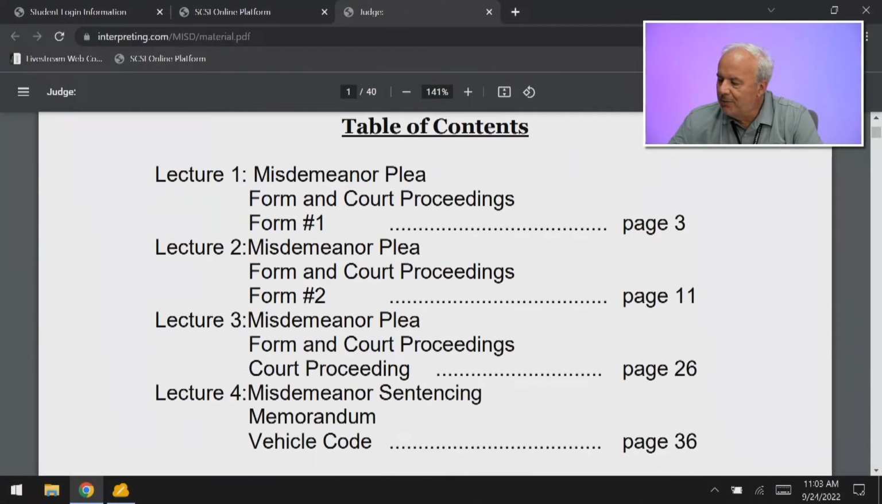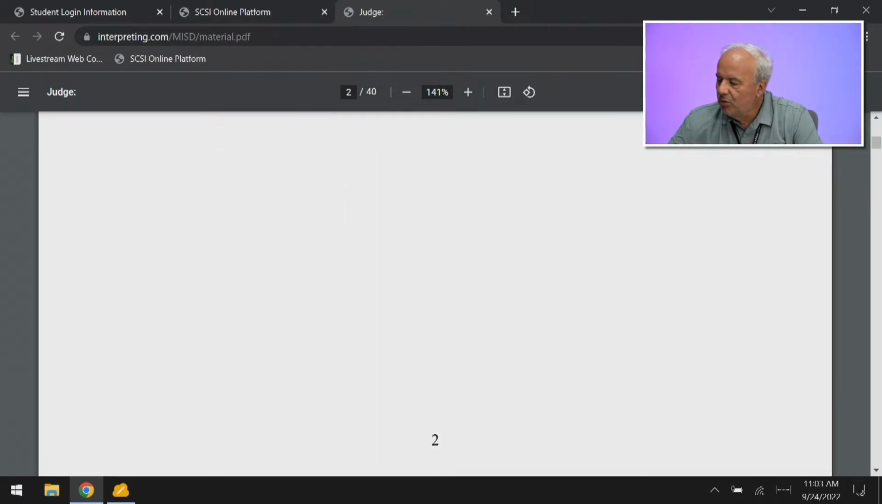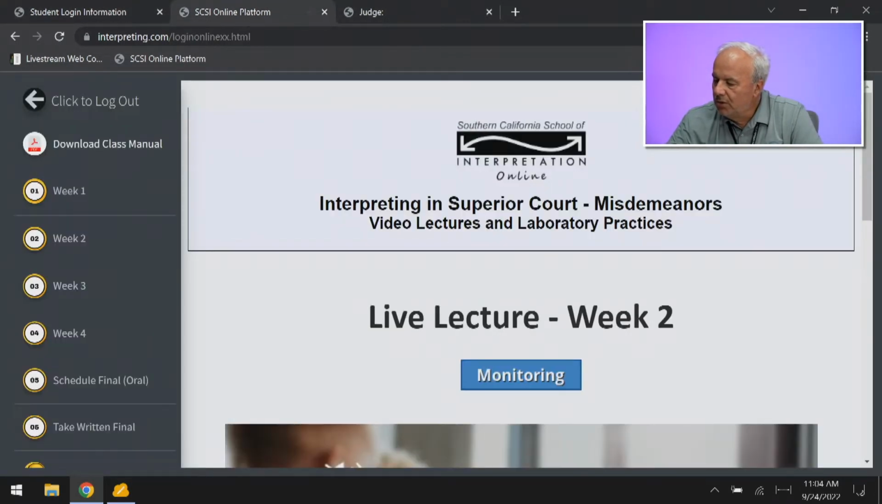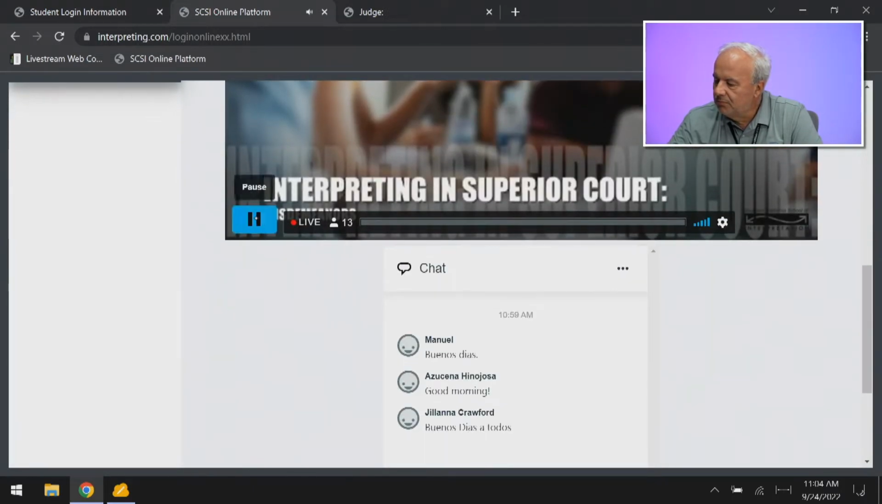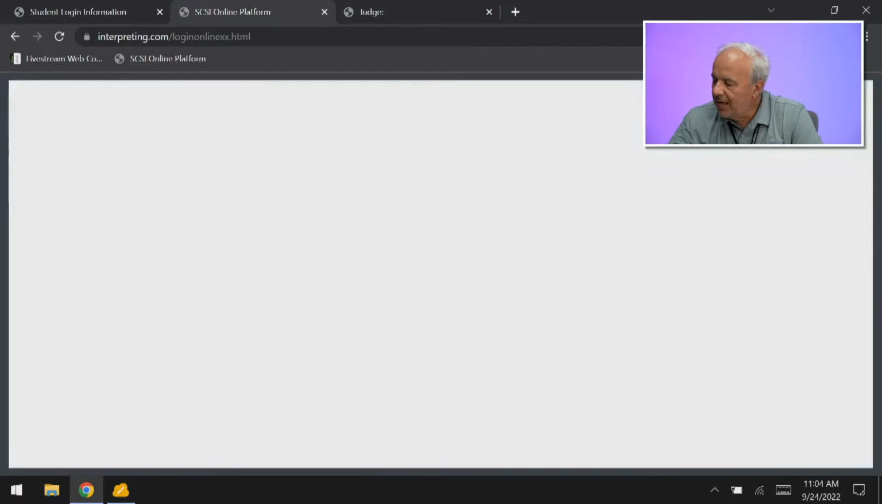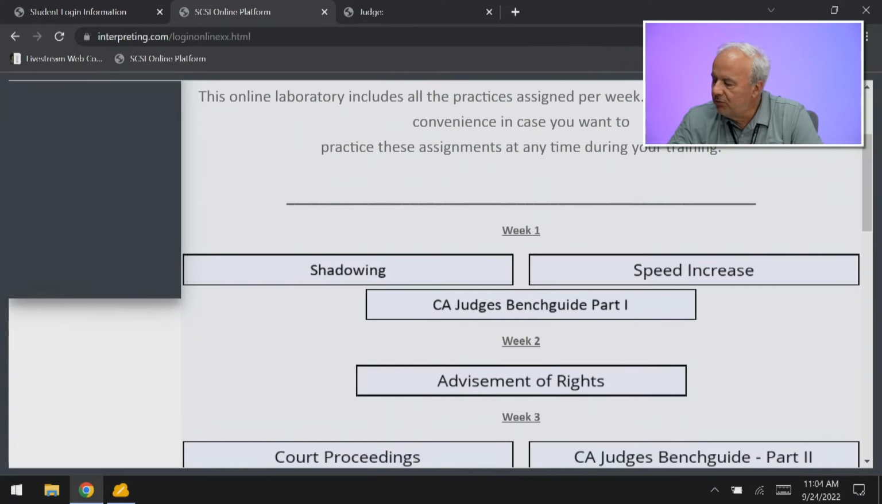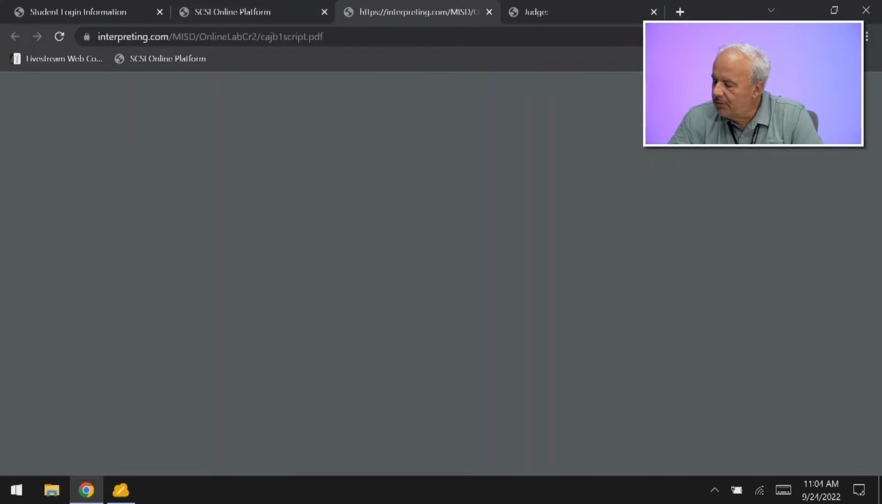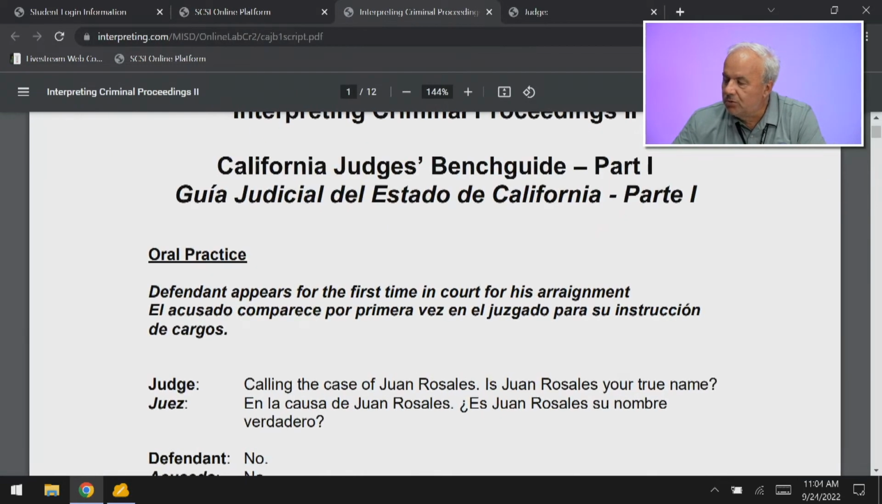I asked you to study the material from lecture 1, which is actually this material from the class manual. This material, which is Misdemeanor, Advisement of Rights, Waiver, and Plea Form. I also ask you to go to the laboratory for this class, go to where it says California Judges Bench Guide Part 1 right here, and to download the script and work on the script, which is this script that you see on the screen.